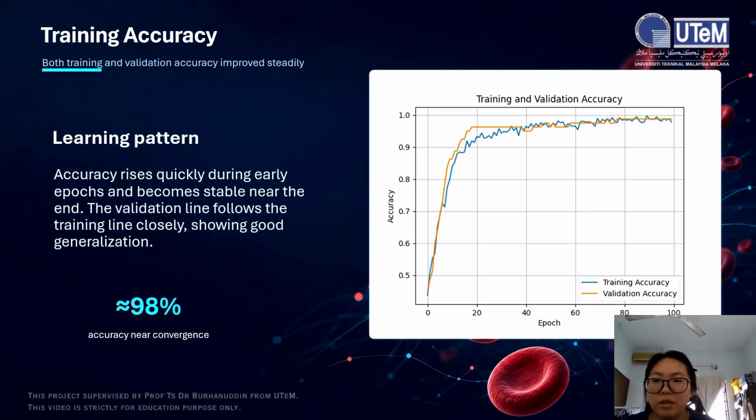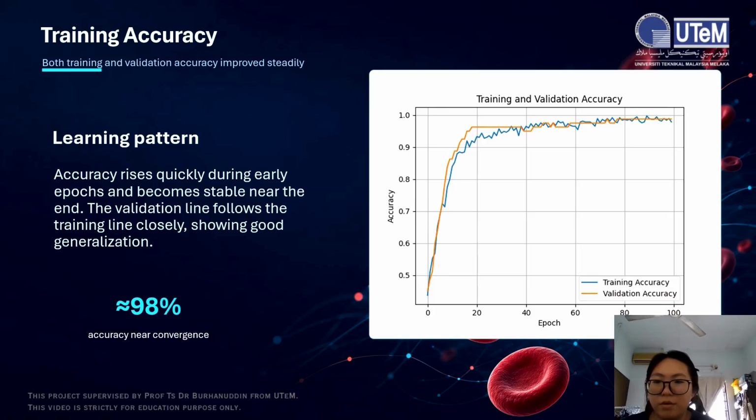After approximately 30 to 40 epochs, the improvement becomes more gradual and the accuracy starts to stabilize. Near the end of training, both the training accuracy and validation accuracy reach around 98%. One important observation is that the two curves remain very close to each other throughout the training process. The validation accuracy follows the training accuracy closely without showing a significant gap. This is a positive sign because it indicates that the model is not simply memorizing the training data.